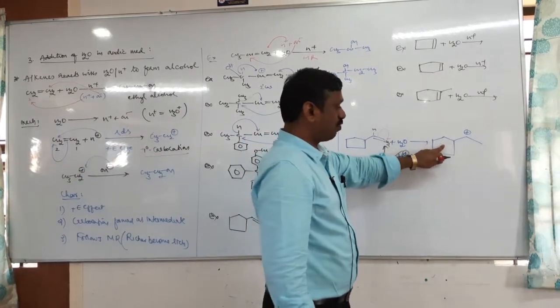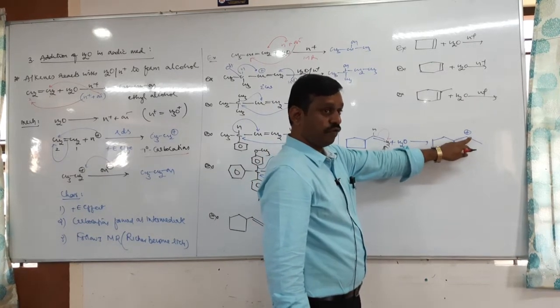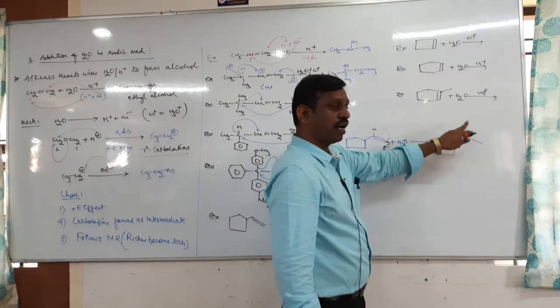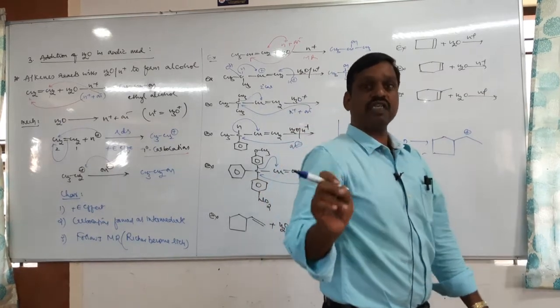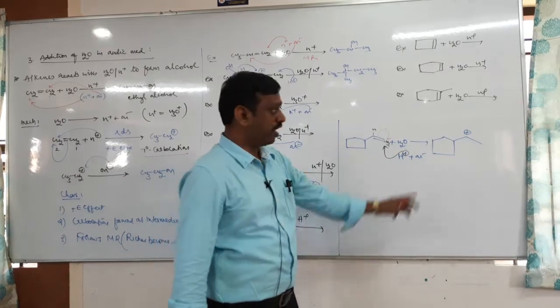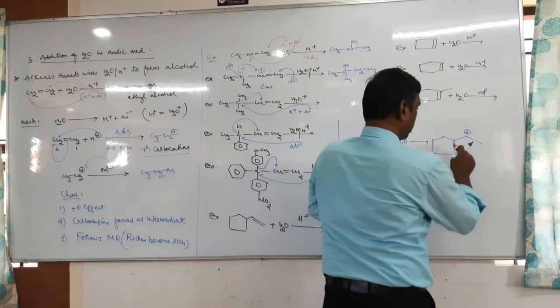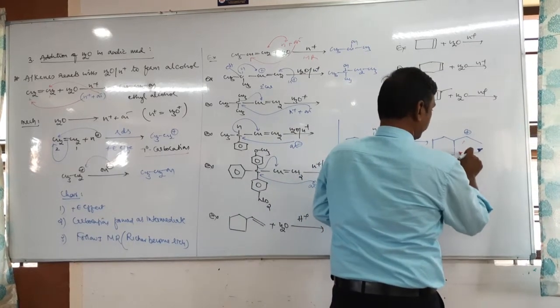Important is, if it is a 5-membered ring and it is a carbocation. With respect to a 5-membered ring, if the carbocation or positive charge is present on the alpha carbon, it must undergo ring expansion. The 5-membered ring becomes a 6-membered ring. So therefore, it is a ring expansion. So the ring shifted here.